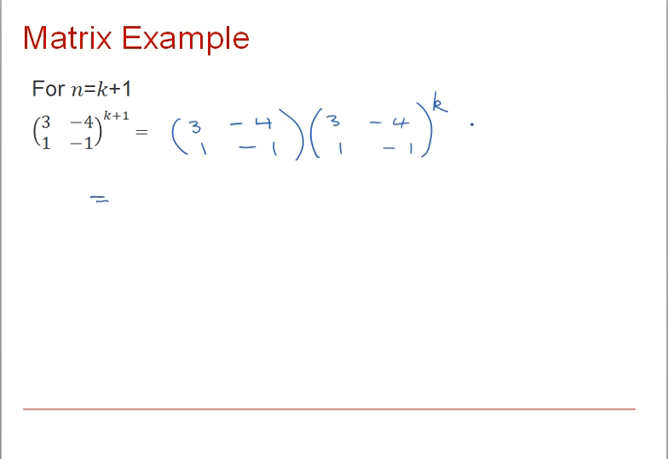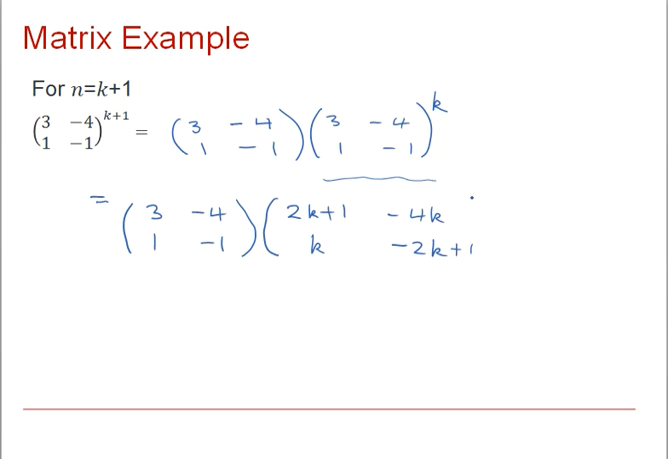However, we know that this here is the matrix to the power of k, and we've already made an assumption about that. So I'm going to use that assumption, just as I did in the previous video where we were looking at a series pattern. So I'm going to use that assumption, (2k+1, k; -4k, -2k+1). I've swapped in my assumption for n equals k in place of the matrix up here.